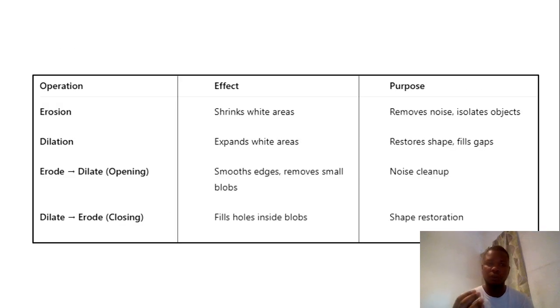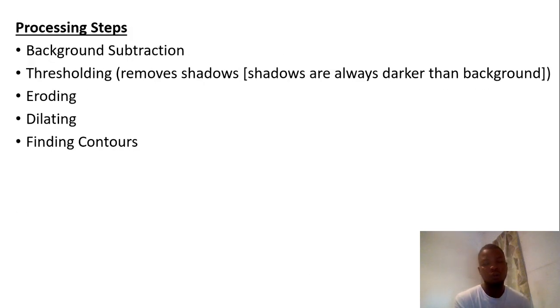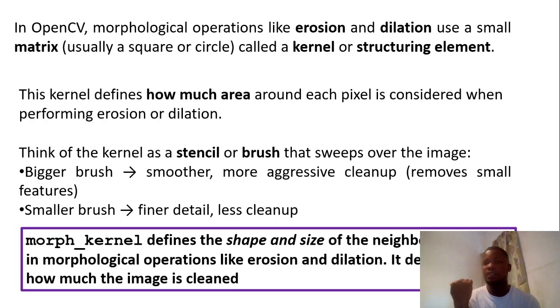So let me just give a brief summary. What erosion does is that it shrinks white areas, removes noise and isolates objects. Dilation, on the other hand, expands white areas. It's more like it restores shapes and fills in the gaps that erosion must have missed. So erosion smooths edges and removes small noise, it cleans the noise, while dilation basically does restoration. And that's the difference between them. And then we now have contouring. Contouring is more like you're looking for the edge, because it is that edge that will let us draw a bounding box, right?